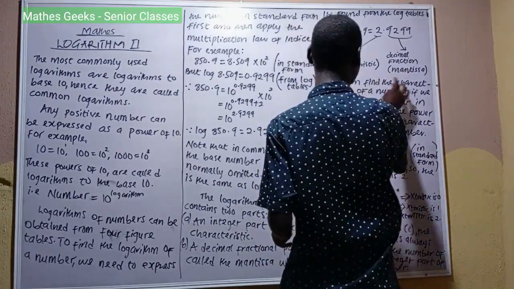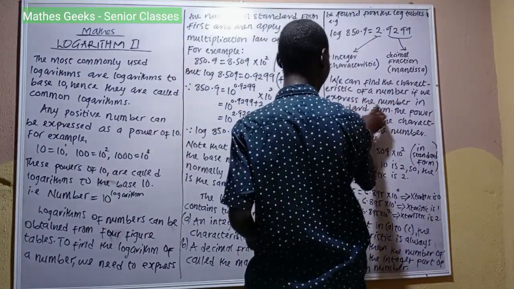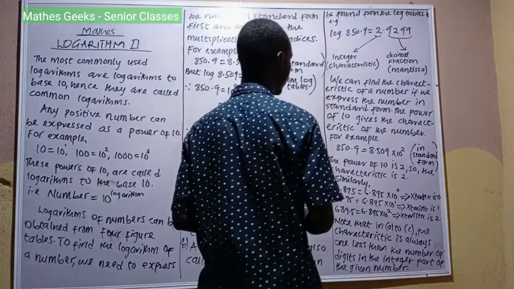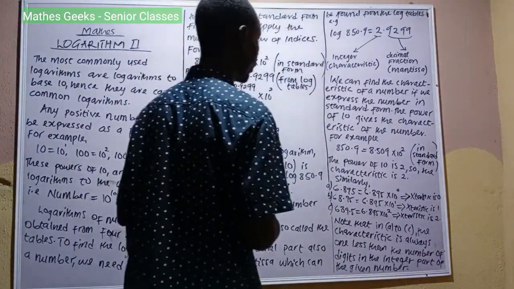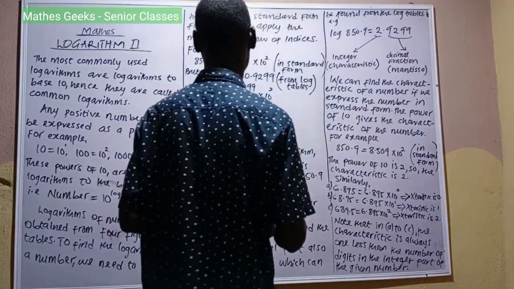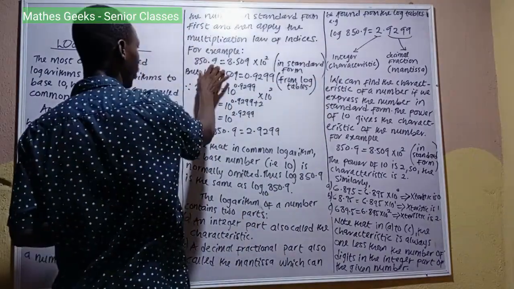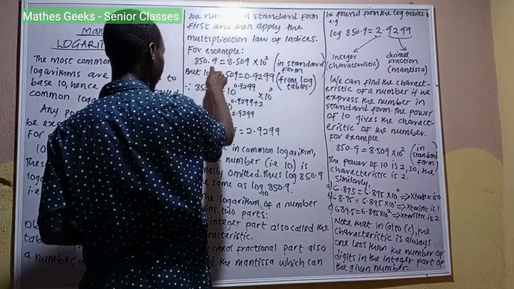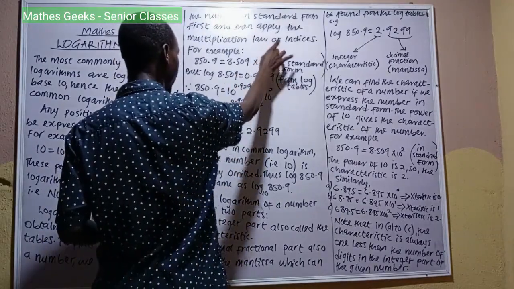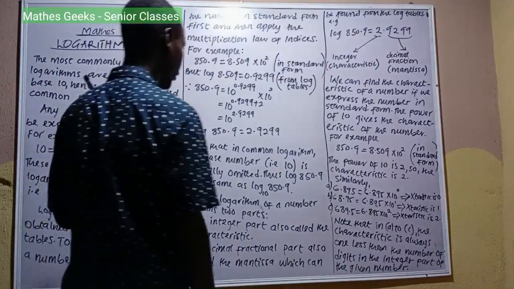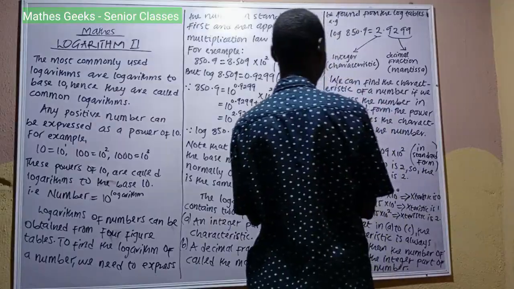Okay, so we can find the characteristic of a number if we express the number in standard form. The best way to find the characteristic of a number is to express that number in standard form. Like when we got to this point, 850.9. When we express this number in standard form, this is what we got: 8.509 times 10 raised to the power 2. So this power 2 is our characteristic. That's how we get to know the characteristic of any number that we want to know the logarithm value of.